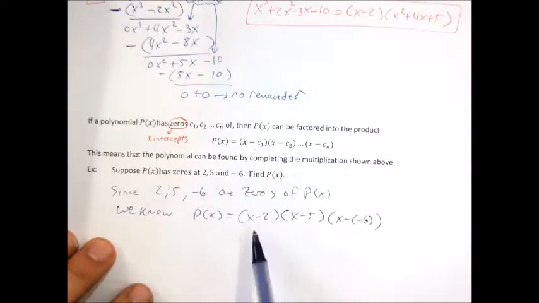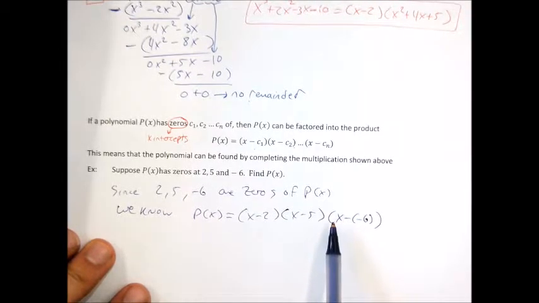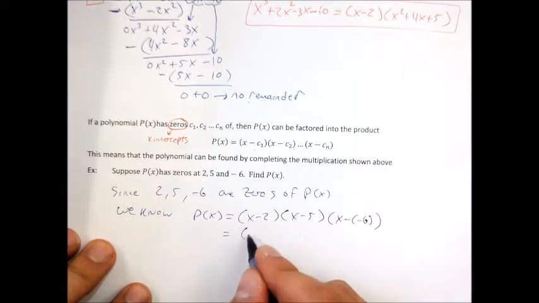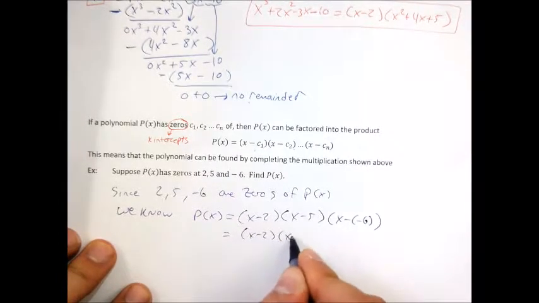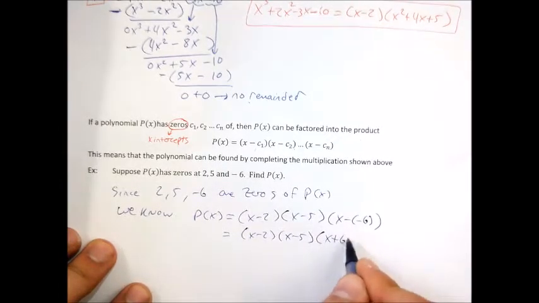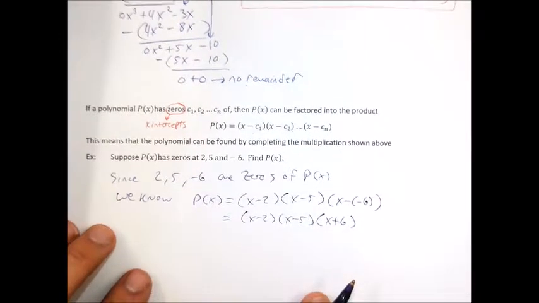And this can be useful because now we know what the polynomial is. We can just distribute this all out, right? Do a whole bunch of distribution and figure out what the polynomial actually is. And so I'm just going to write down those steps just to be clear about it. So the first thing I'm going to do is make the minus minus 6 a plus 6. And then I'm just going to start distributing.